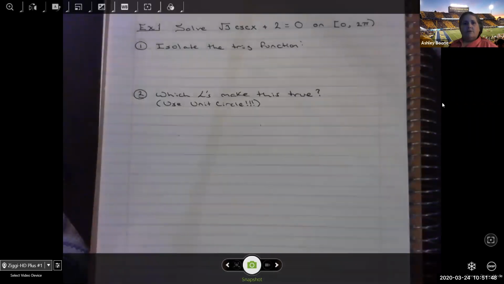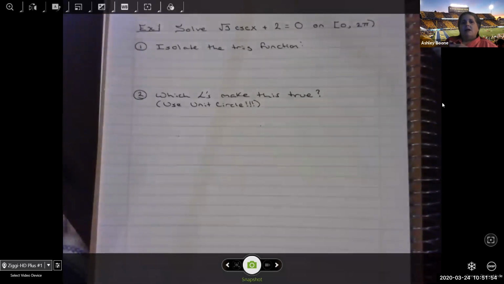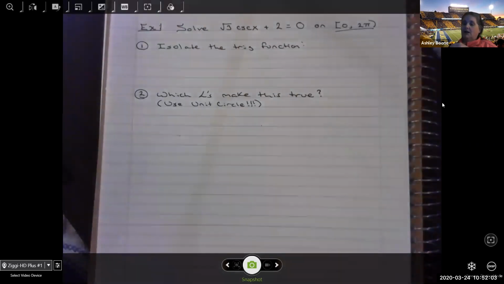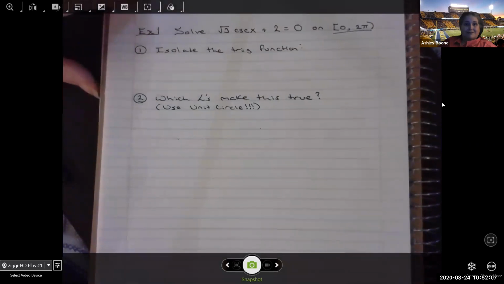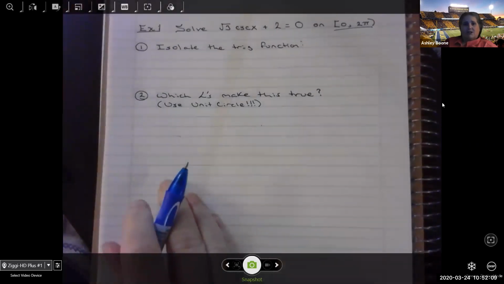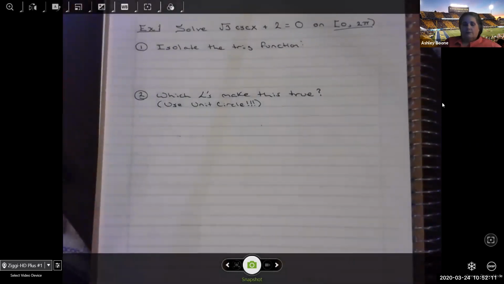Solve square root of 3 cosecant of x plus 2 equals 0 on the interval 0 to 2 pi. So I'm not interested in the multiple solutions, those coterminal angles. I'm just looking at 1 revolution of the unit circle.